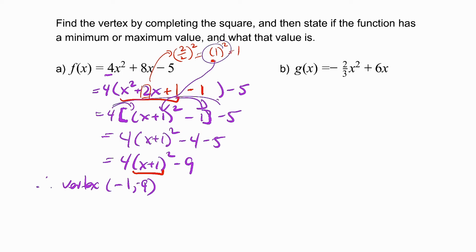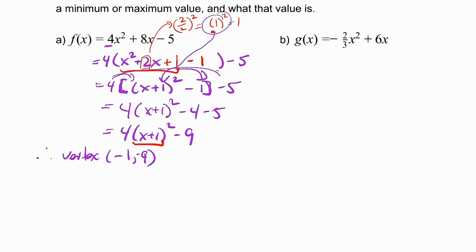Again, the fundamental concept of quadratics is that 0 squared is 0, and that's the only way we get a 0. Anything else gives us a positive answer, which explains why we have a minimum in a quadratic. So in this particular example, because the a value is positive, it's a positive 4, it opens upwards. So in this case, this has a minimum, a min value of minus 9. Again, our minimum or maximum value is always the y coordinate of our vertex.